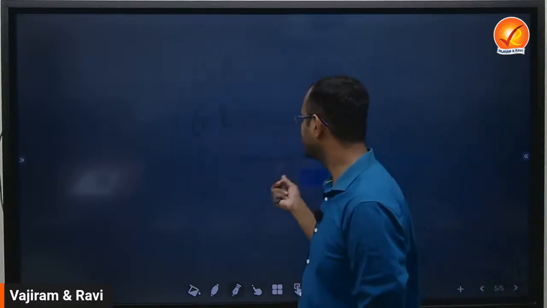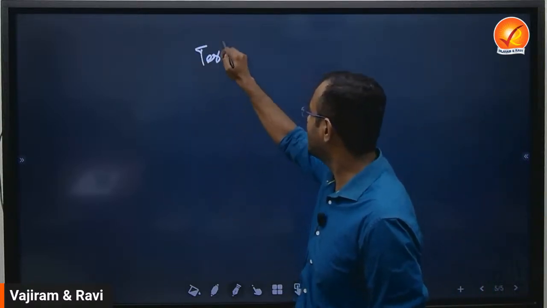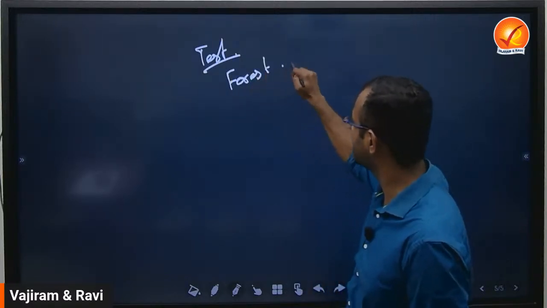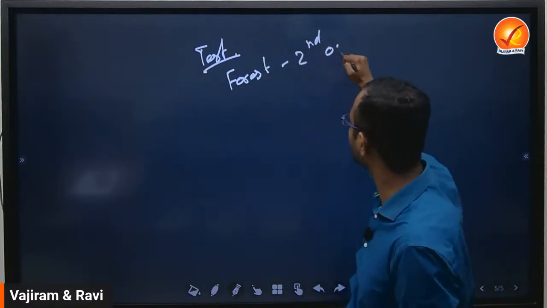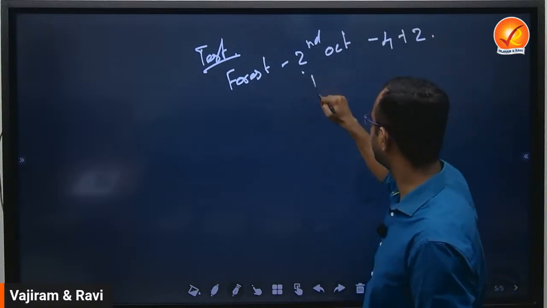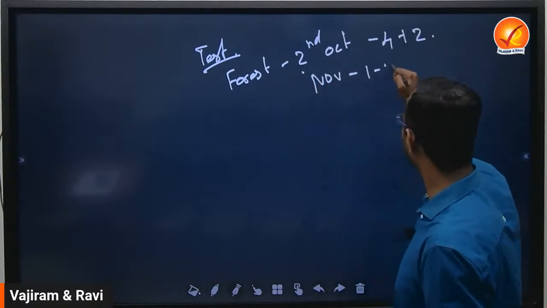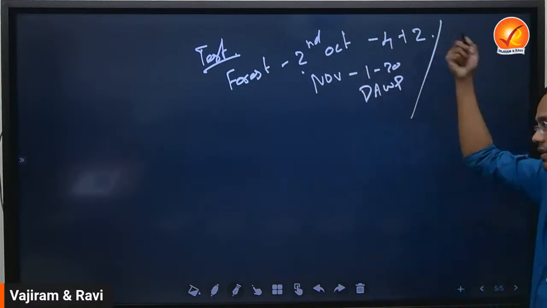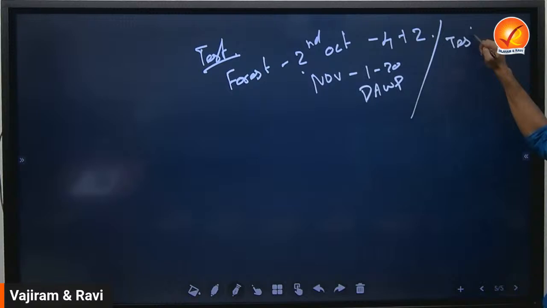Apart from that, there is an exclusive test batch. The test batch for forestry and geology starts in a similar time period. Forestry starts on 2nd of October. We'll have a 4 plus 2 test. In the month of November, 1 to 20, you will have daily answer writing practice. Apart from that, for the test, you will get test discussion videos.